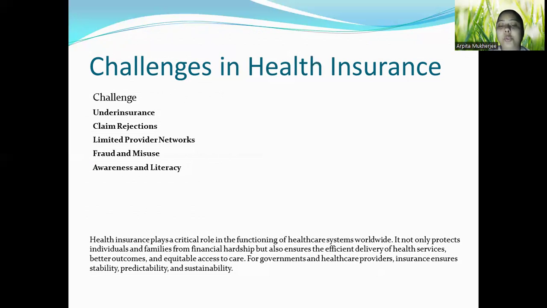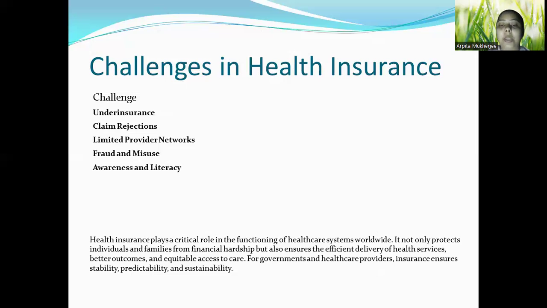Claim rejections: issues in paperwork or policy clauses lead to denied reimbursements. Limited provider network, where some plans restrict access to specific hospitals or doctors. Fraud or misuse: false claims or billing fraud affect sustainability. When you were taking the insurance, many false promises might have been made, and when the time has arrived for you to use those promised things, you come to know that those were all fraud, and no such facilities are being provided to you by your insurer. So again, a difficult time.